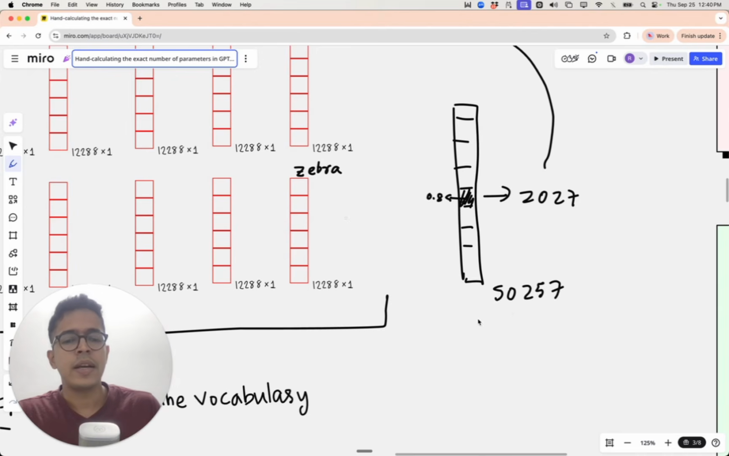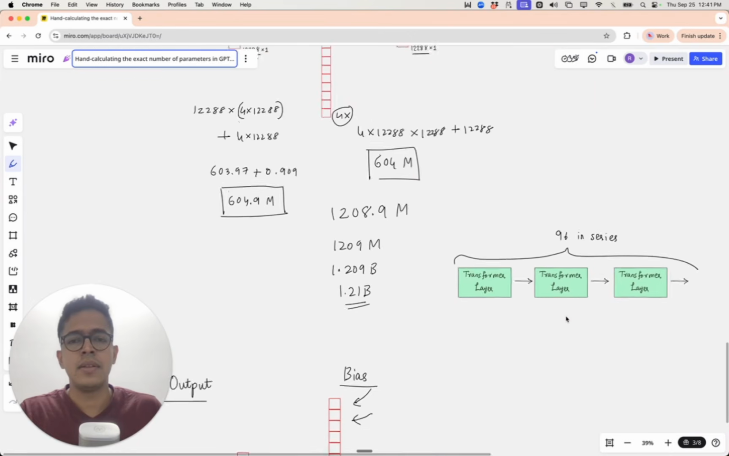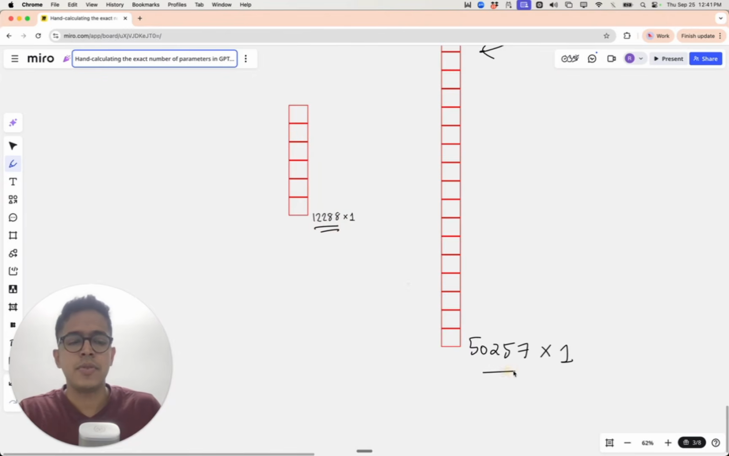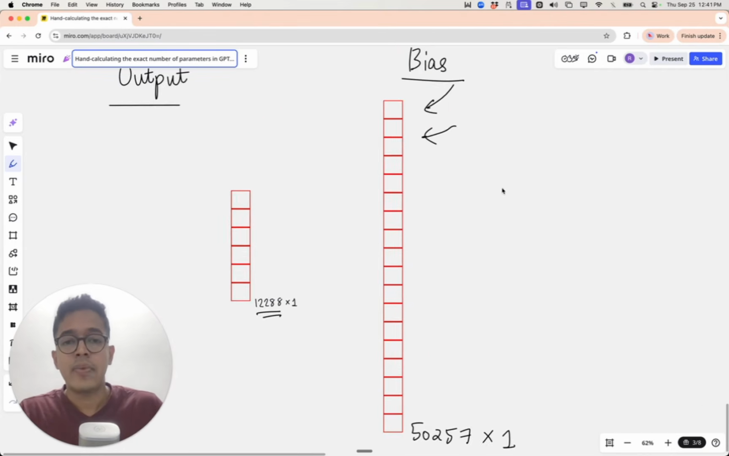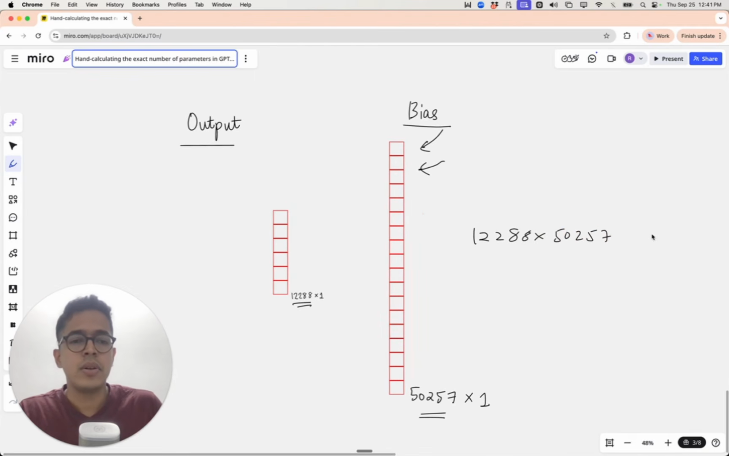But did you notice the input token? The token after transformation was 12288, but now it has to somehow become 50,257. So this 12288 has to somehow transform to this, which means another matrix would ideally be needed of dimension what? Of dimension 12288 multiplied by 50,257. Plus you can have a bias at the output, so you can add another 50,257.